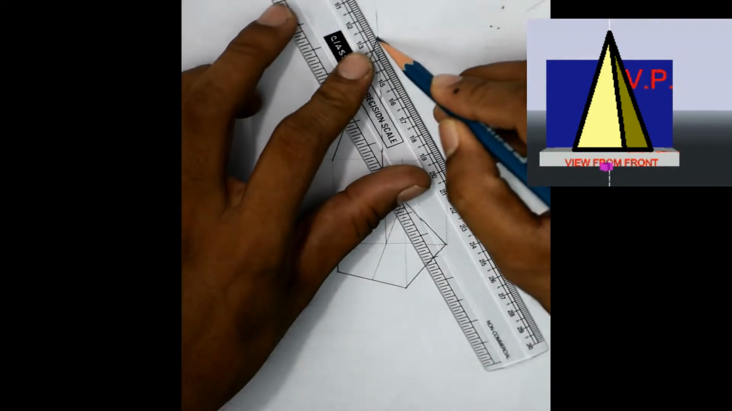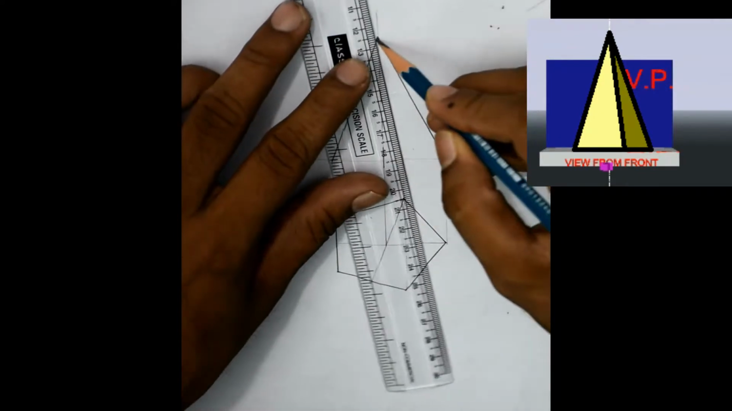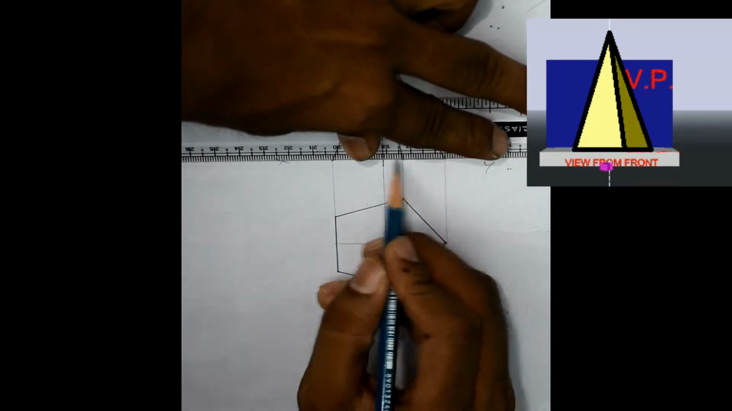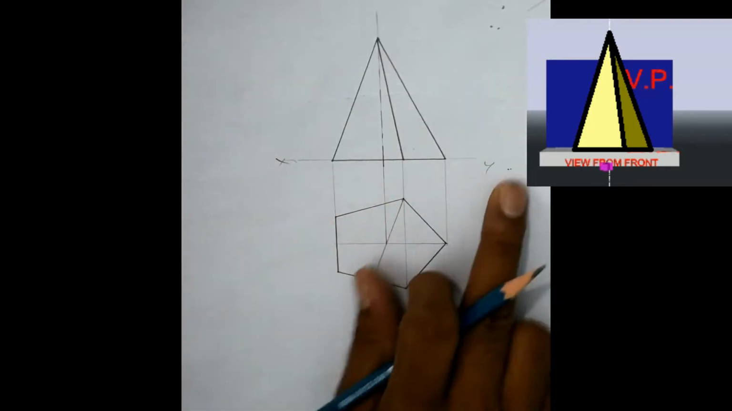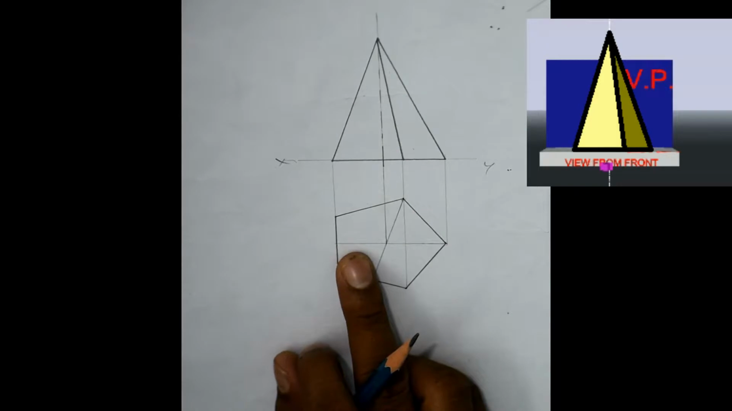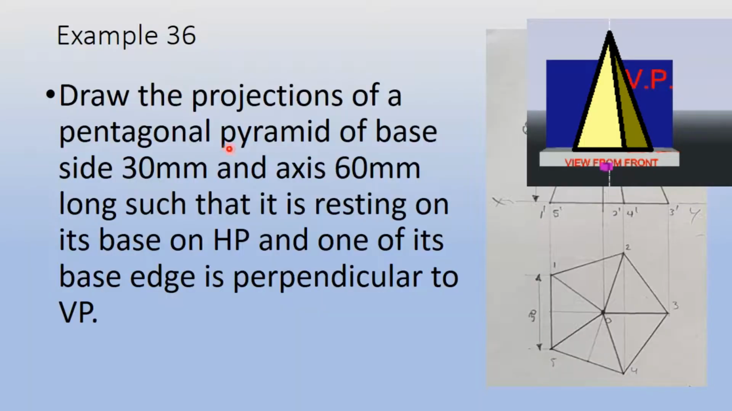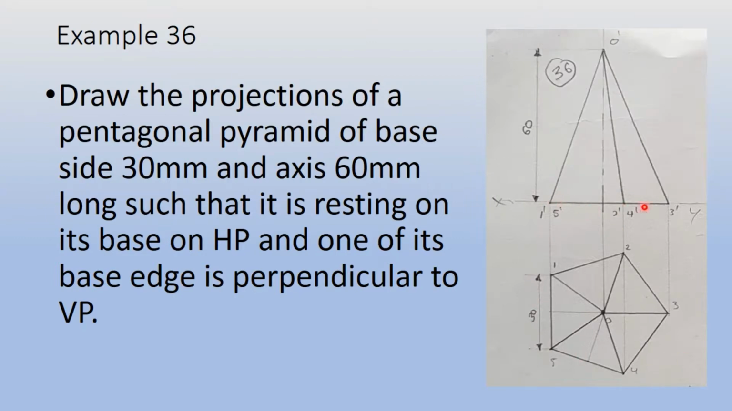Now we have to just join every point. You have to complete the base. Observe that this is on the XY plane, which means that it is resting on the horizontal plane. This is the final solution of your question number 36, pentagonal pyramid resting on the horizontal plane with its base, as you can see here. So the axis will be perpendicular to HP, and also one of the base edges is perpendicular to VP as seen in the top view.